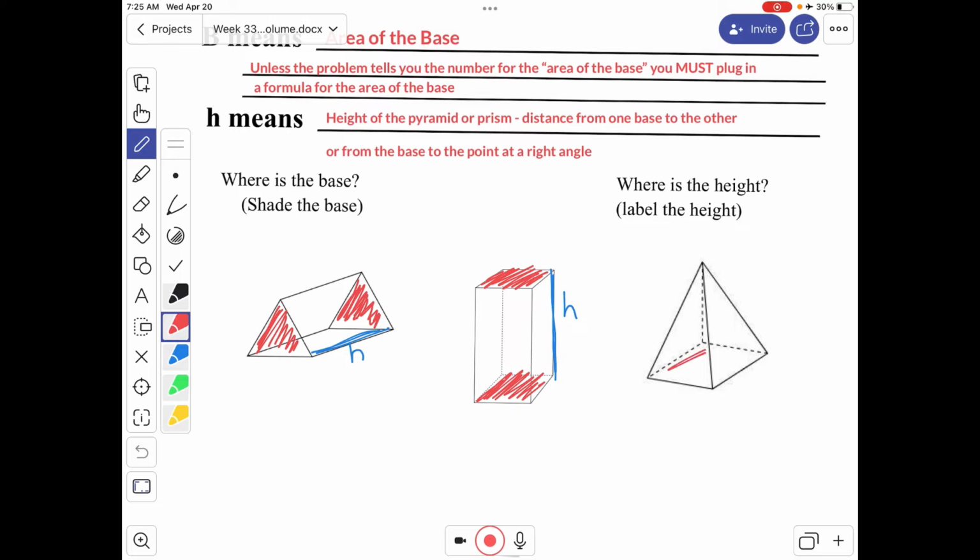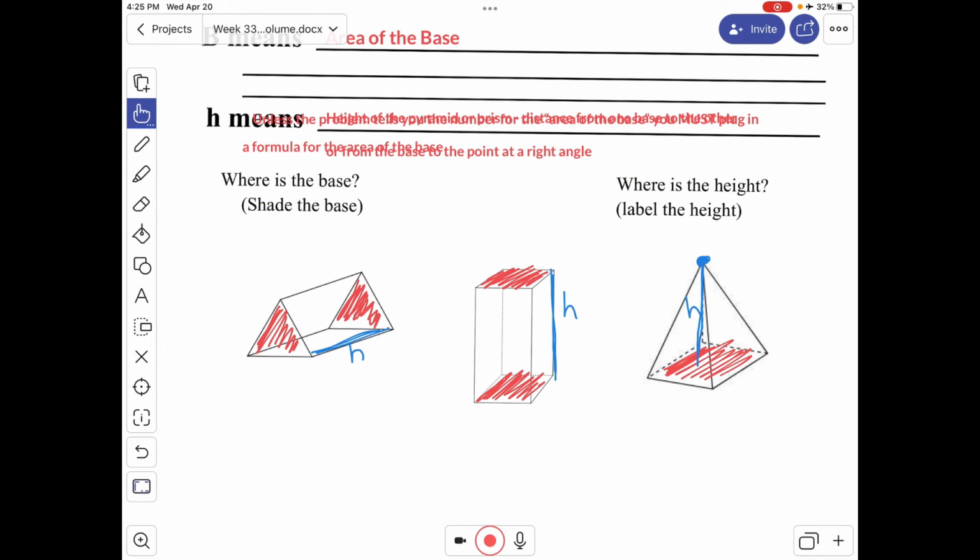The base on the pyramid is the bottom. And the height is going to be the distance from that point right through the middle of the pyramid to the bottom. It goes straight through the middle. That's the height.